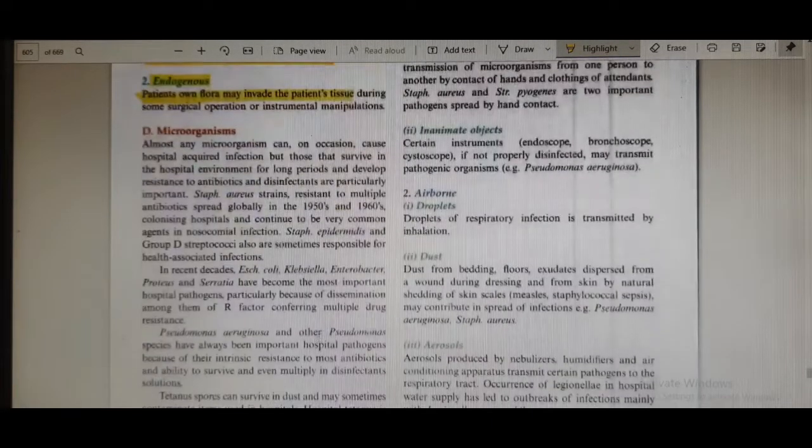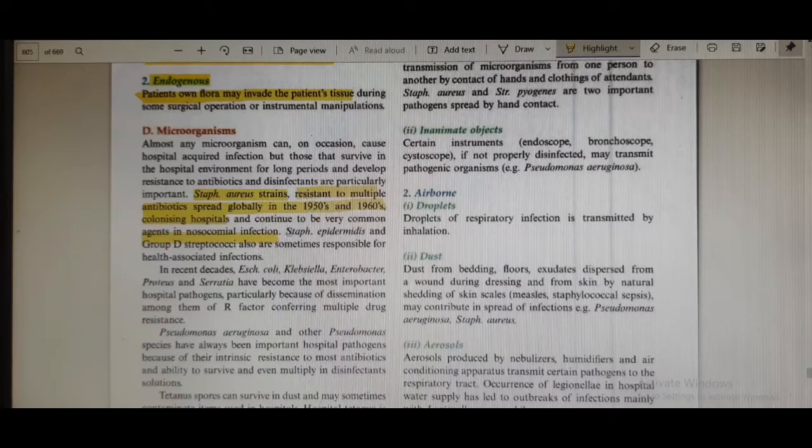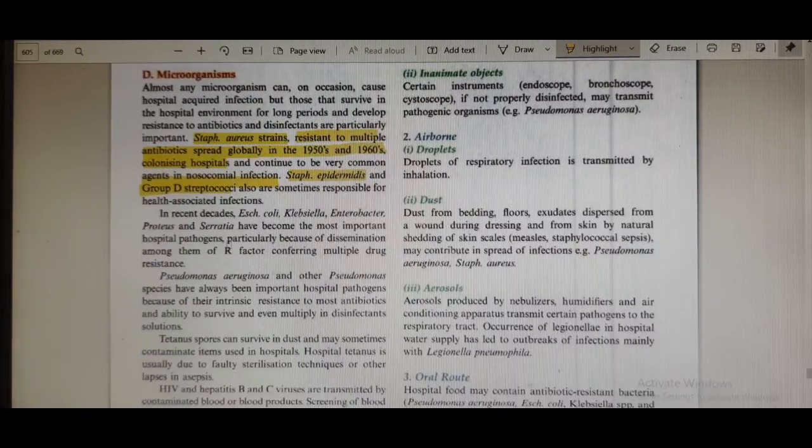Then there are different types of microorganisms that could be acquired during a hospital stay. One such is Staphylococcus aureus strains, which are resistant to multiple antibiotics and spread globally in the 1950s to 1960s. It has been colonizing in hospitals and continues to be a very common agent in nosocomial infection. Another microorganism is Staphylococcus epidermidis and group D streptococcus. So these are the different organisms associated with health infections.